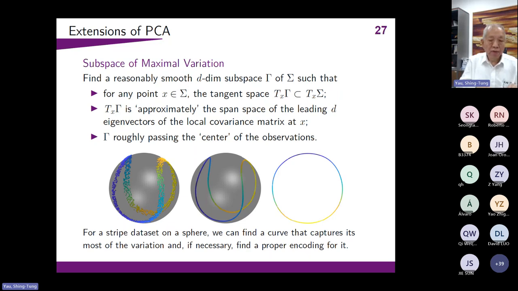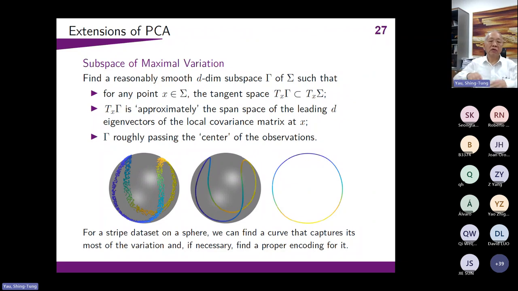So now we look at the so-called principal flow approach. It's a method that finds a flow, a one-dimensional flow, from the data where the tangent space of the flow is parallel to the 1D subspace of the local data. The principal submanifold approach will find a surface, which is a submanifold from the data, where the tangent plane of the surface is parallel to the D-dimensional subspace of the local data.